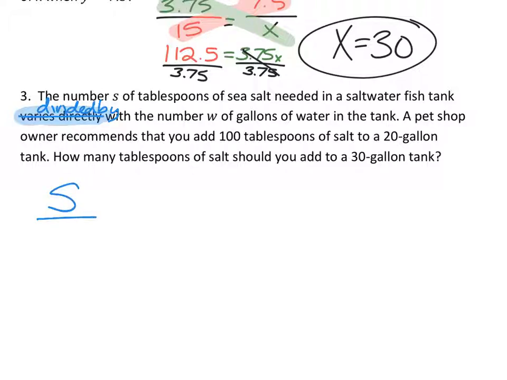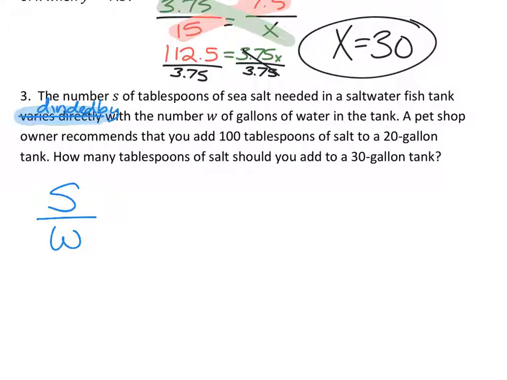The number of tablespoons of sea salt needed in a saltwater fish tank, and it's represented by the letter S. It's an S. Okay, what's the letter that comes after the word divided by? W, standing for gallons of water. I love that people said with, I appreciate that, but we're talking about water here, gallons of water. So I know S is divided by W. That's how it varies directly. That's its proportional relationship. Okay, now we can keep reading.